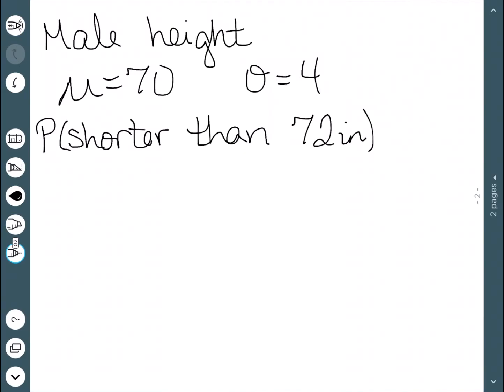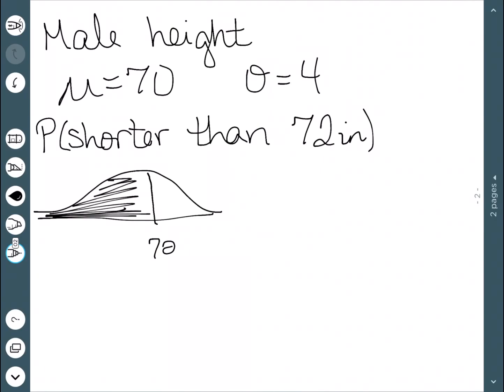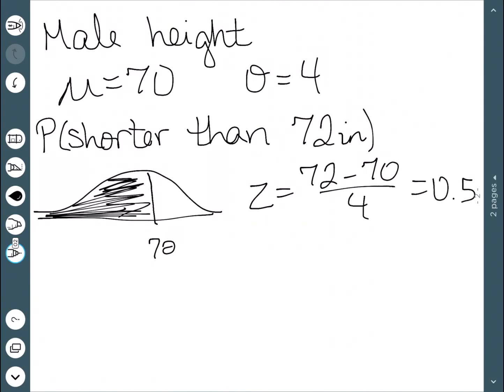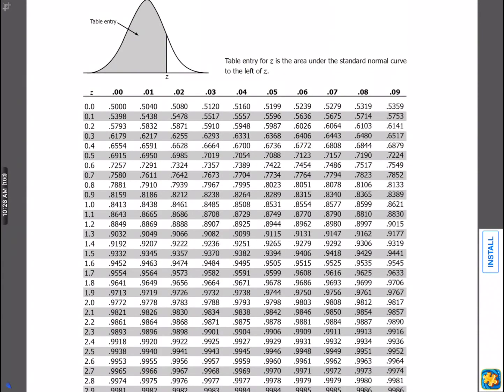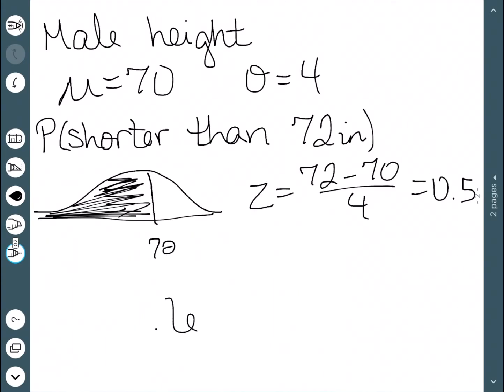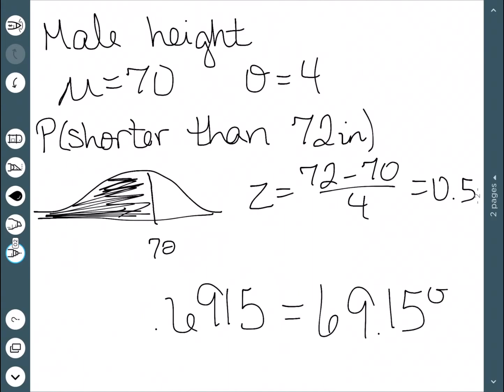This time, let's try to figure out the probability that a given male is shorter than 72 inches. If I draw my graph, here's 72, and I'm going to be shading to the left. And I still need to find the z-score. 72 minus the mean divided by the standard deviation, in this case 0.5. Moving to my table, we'll go down to 0.5 and over to 0 and get 0.6915. Back at the example, 0.6915 tells us the area to the left, which is exactly what we want. So our probability is 69.15%.